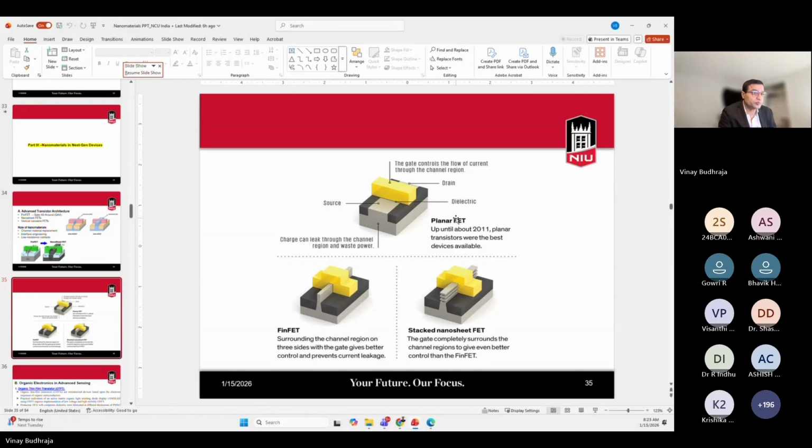before 2011, planar FETs were the standard. Then in 2011, FinFET was introduced, which further helped to reduce sizes, gave better control, and prevented current leakage. In the nanosheet, the gate completely surrounds the channel regions to give even better control than FinFET. So this is also the roadmap: past, present, and future.